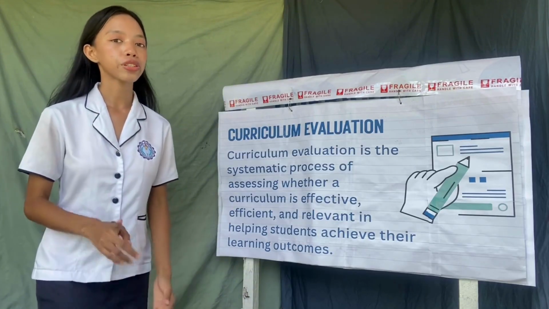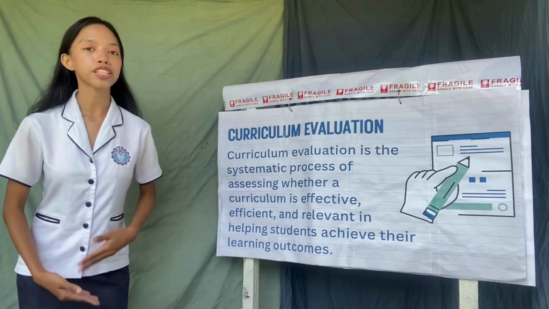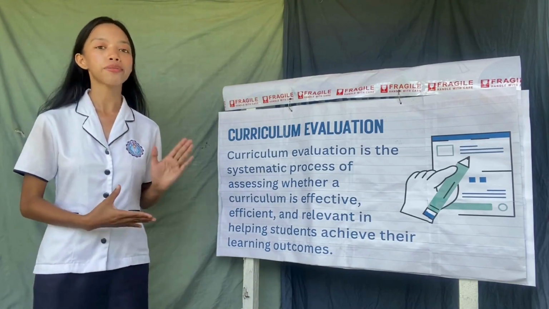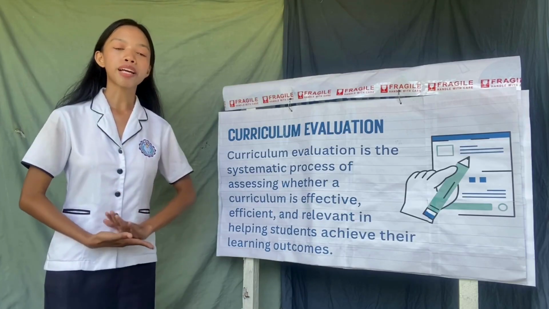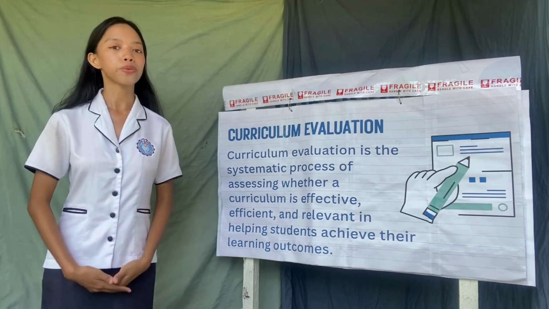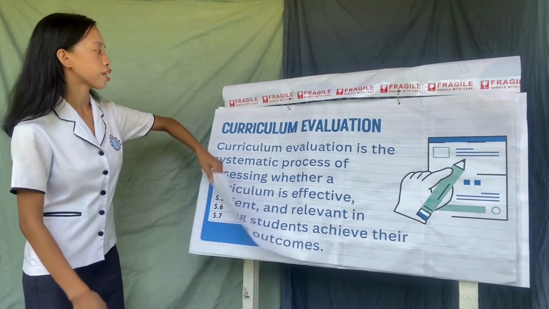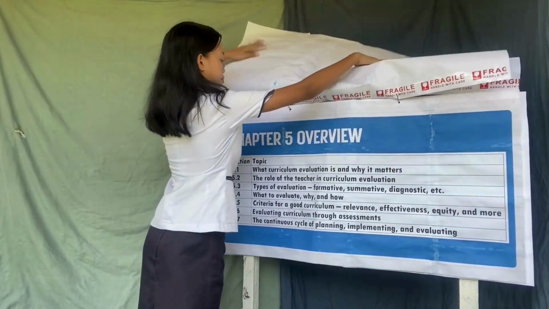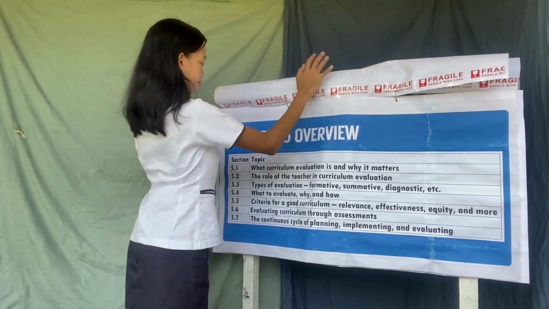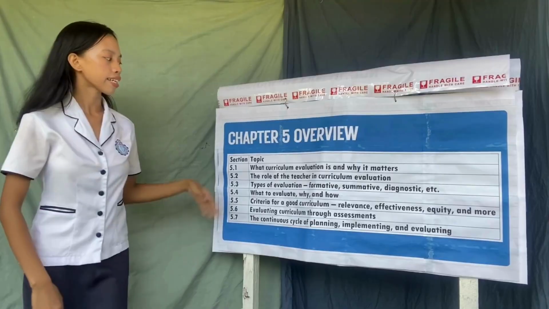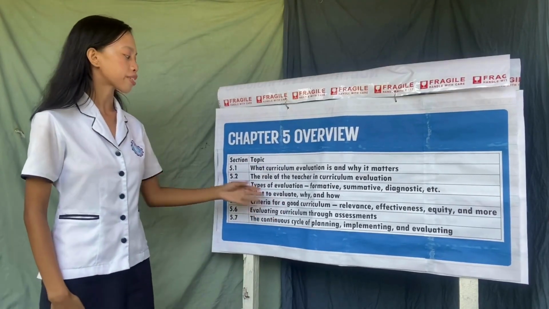Now, let me introduce to you the subtopics for Chapter 5. So, there are 7 subtopics. These subtopics will be discussed by the following reporters. So, here they are. Again, these are the Chapter 5 subtopics.